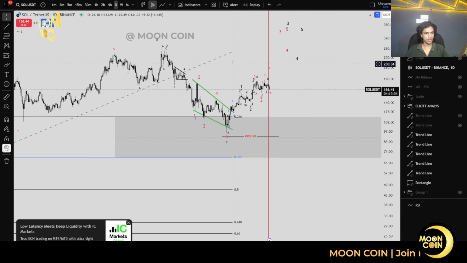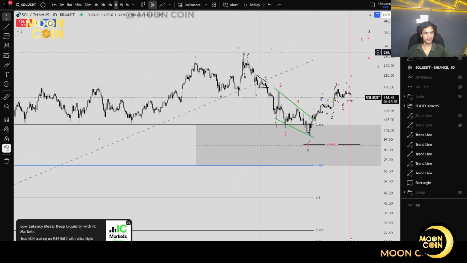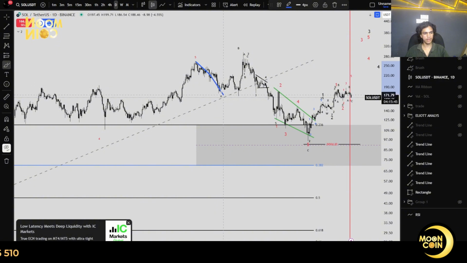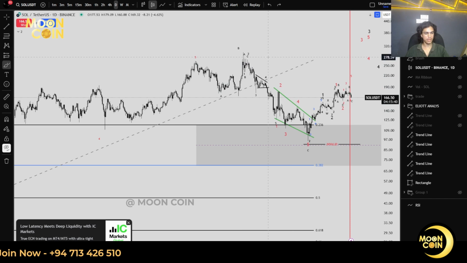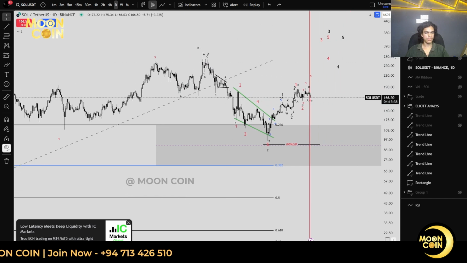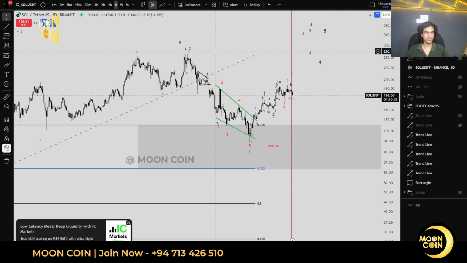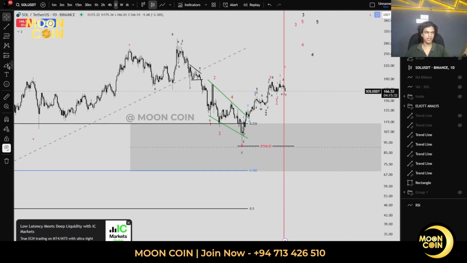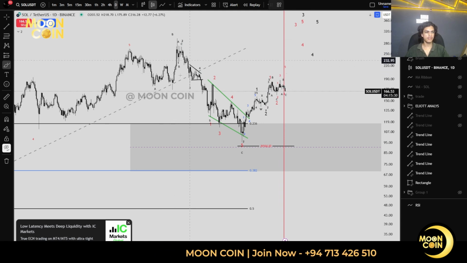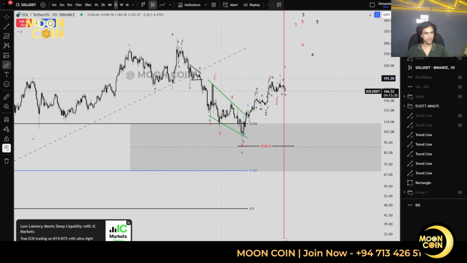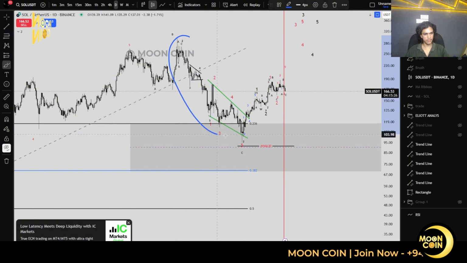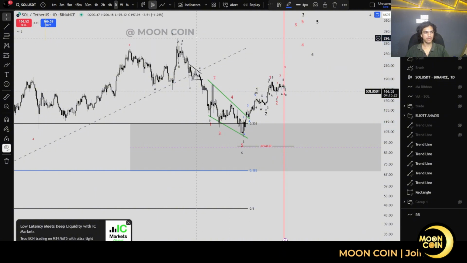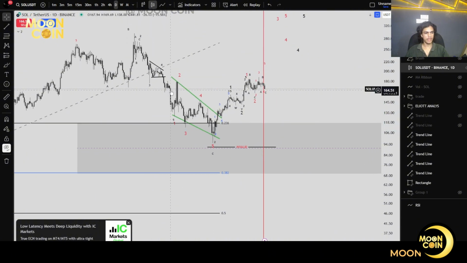Here we have this ABC correction. This is the fifth wave size, so this is wave A, and B and C was the longest wave. Regular wave or else expanding wave, you can consider it like that. Since the C wave is extended too much, I consider this an expanding flat here. If you take the big picture, the C wave ended with an ending diagonal here.